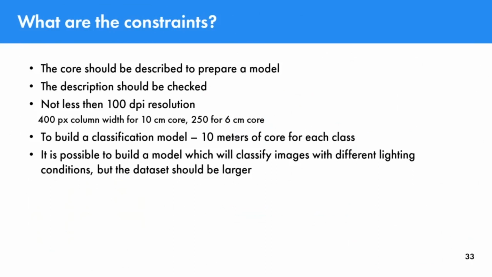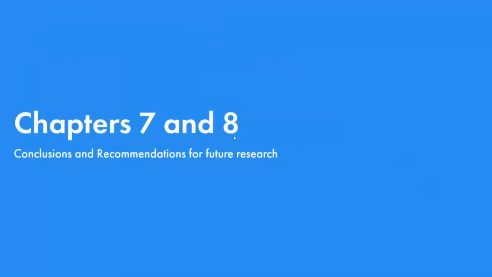So to build a classification model, at least 10 meters of core for each class is needed, because if we have less data, then the algorithm will have much less confidence in its predictions. And it is possible to build a model which will classify images with different lighting conditions, but the dataset should be much larger, not 10 meters, but hundreds of meters for each class.